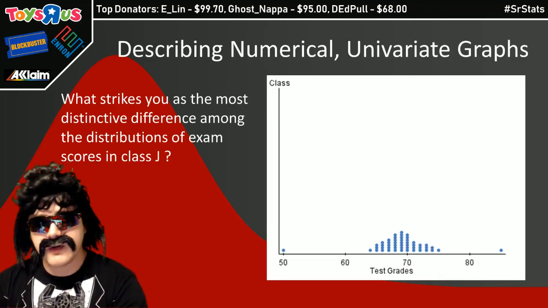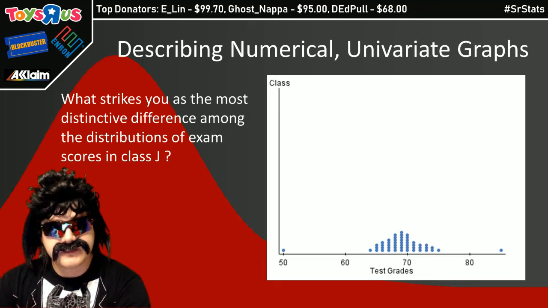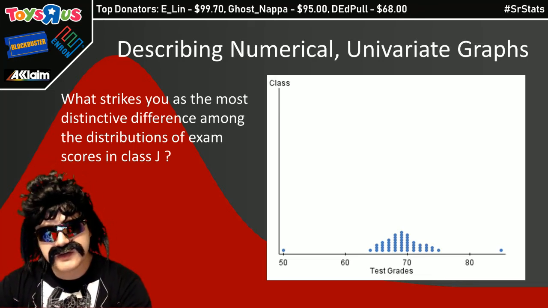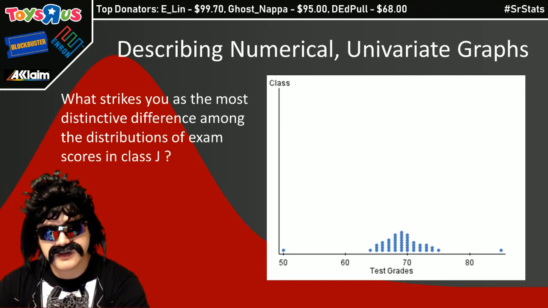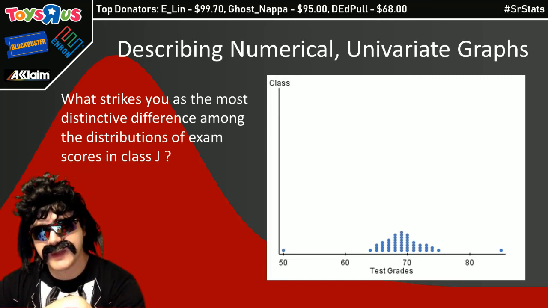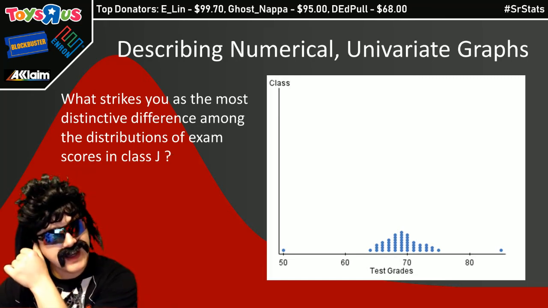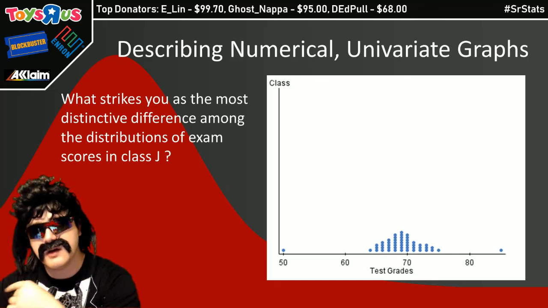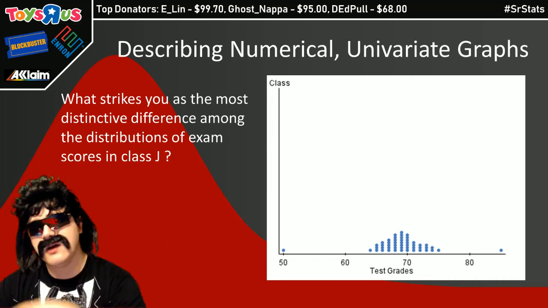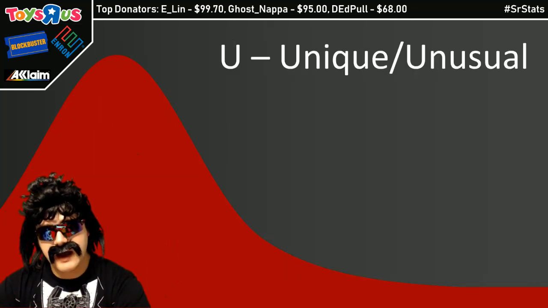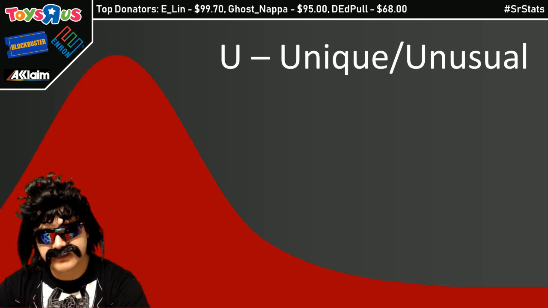Alright, and now we're going to look at this last one, and we're going to say, what's the distinctive thing about the class J here? So if you notice here on the outside, we have these 2 points, one by 50 and one about by 85. Now those are special points because they're all on the outside. Those are called outliers. So those outliers are something that's unique or unusual about the graph.